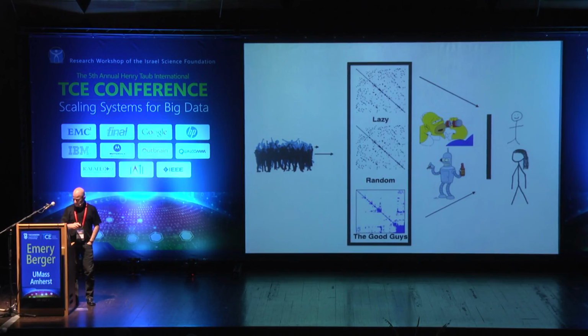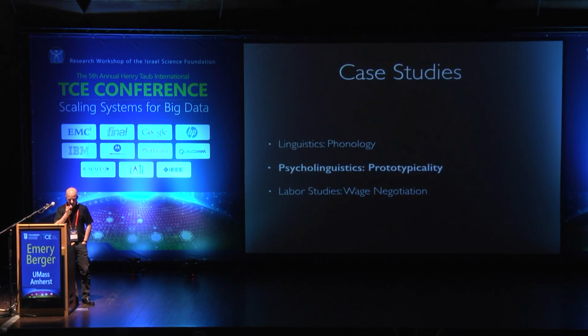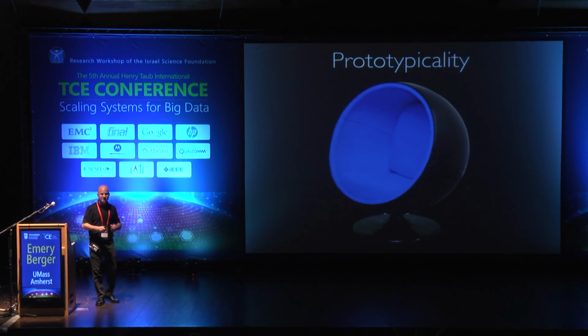So I'm going to briefly wrap up with a case study. We've worked with a number of different social scientists at my campus, in linguistics, in labor studies. I'm going to talk about one that's completely weird and that turns out to, in fact, reveal a survey problem. So there's this notion of something called prototypicality.